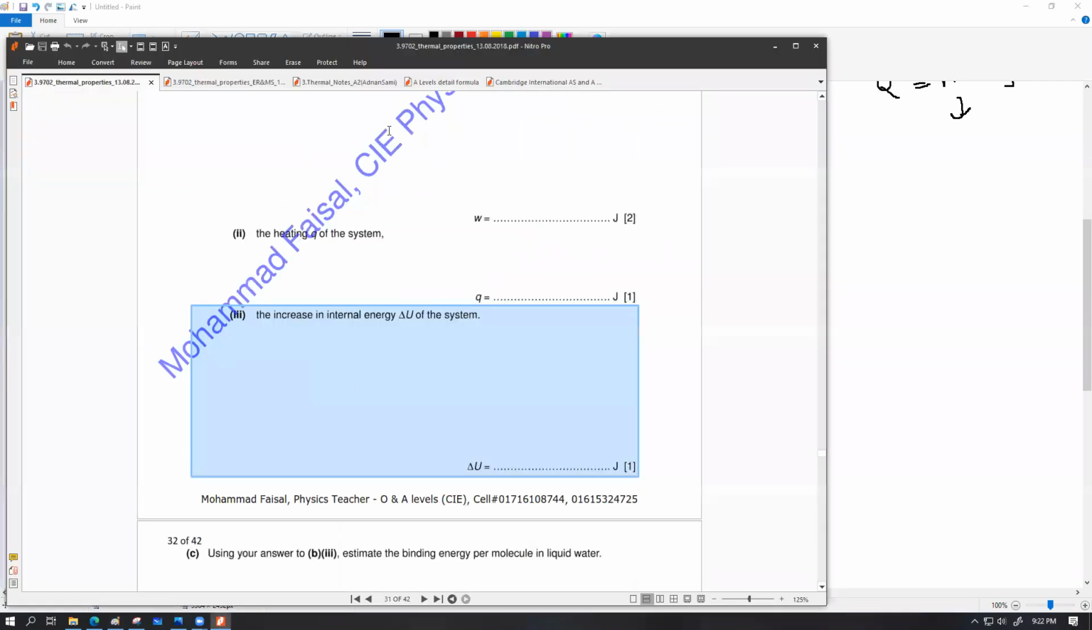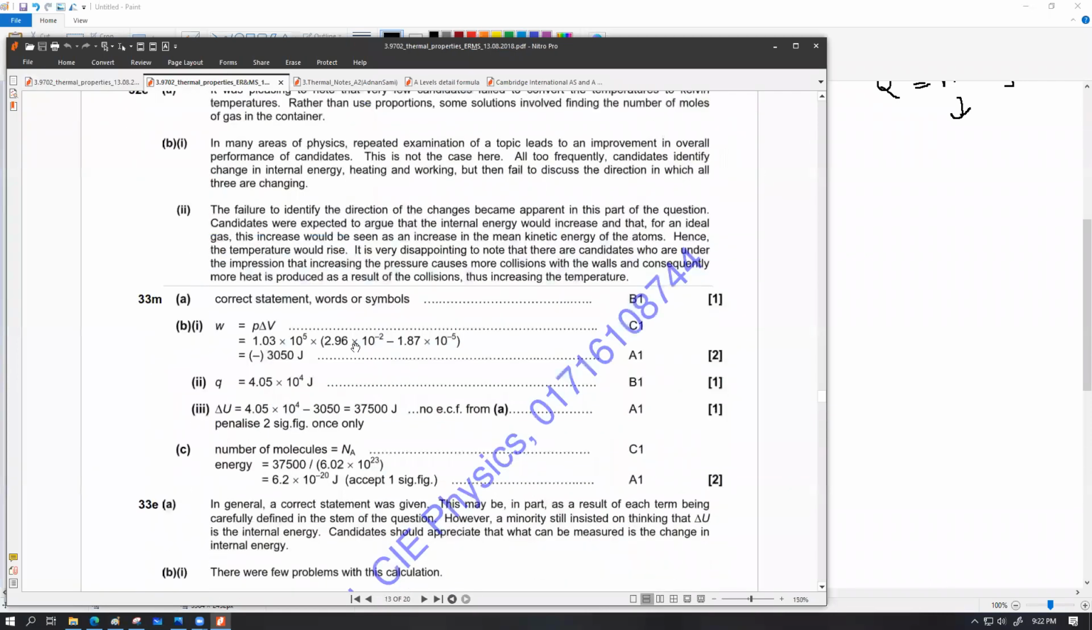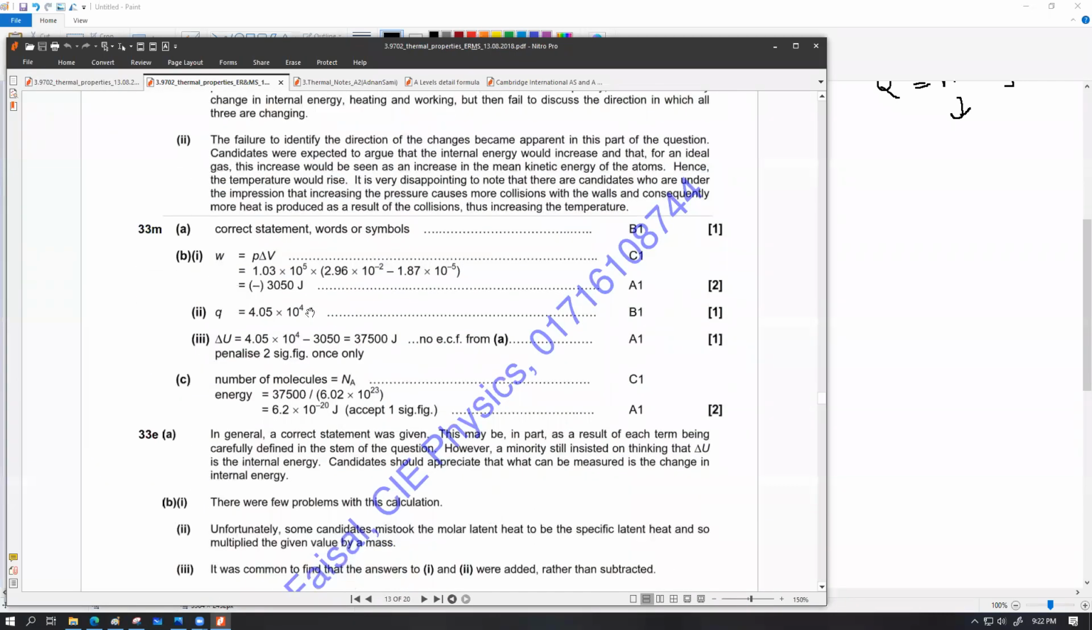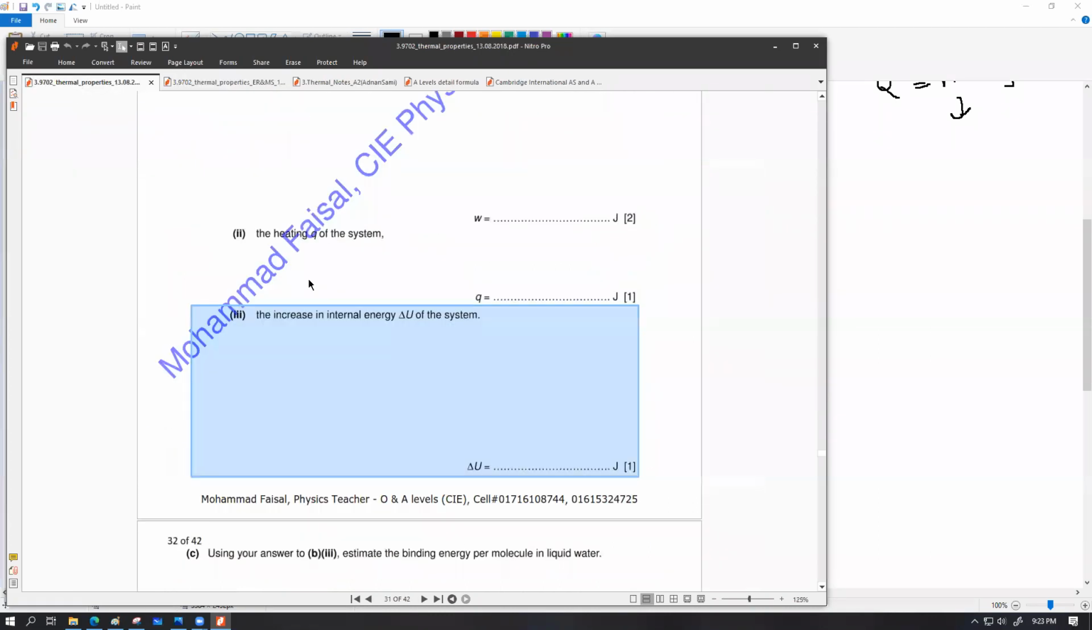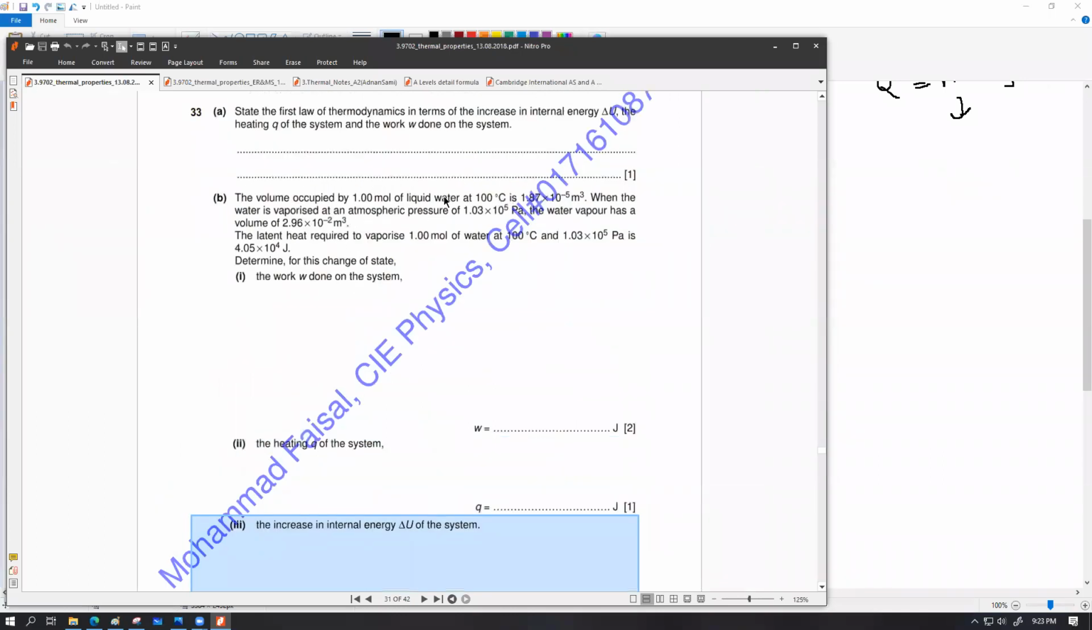Let's have a look at the mark scheme, see what they say. Do they have the minus signs or not? The minus sign is in brackets here because even if you don't write this minus, you're still going to get full marks since you have done the calculation. If the digits match, you get the full marks. But at the end, it is imperative that you do this. No ECF from A. Penalize two significant figures once only. That means if they maintain 2 SF anywhere in this question, one mark will be deducted overall. If you wonder why significant figures come up here, have a look: all the numbers that they have given here are all 3 SF.